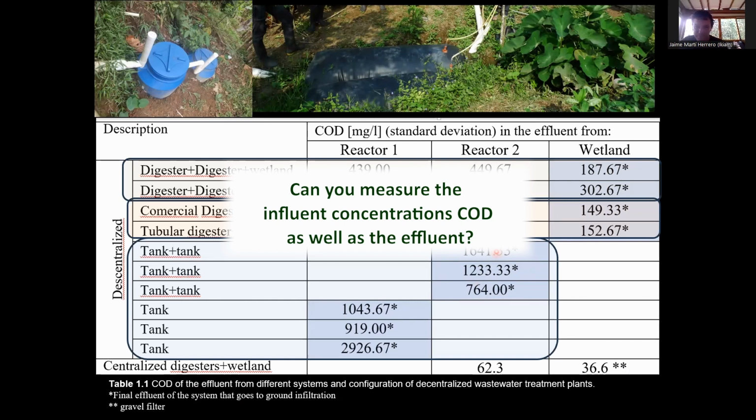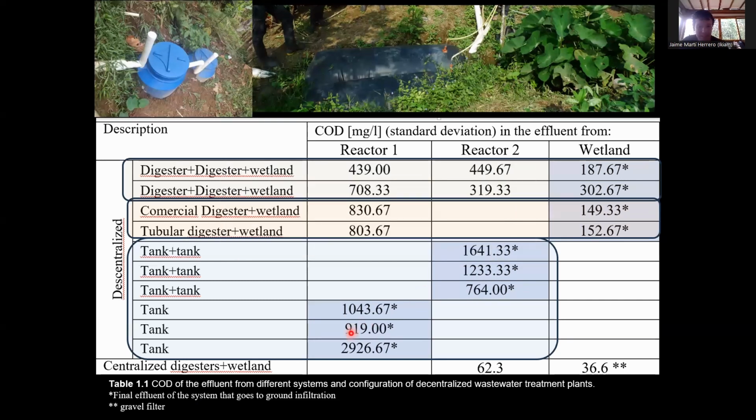Did you measure the influent concentrations of COD as well as the effluent? So you're just showing the effluent right now. The influent should be something like these big numbers, because we don't measure the influent. It's very difficult to measure the influent to the system because it comes from the toilet. Yeah. So it's very strange. You know, it's not easy to measure it.